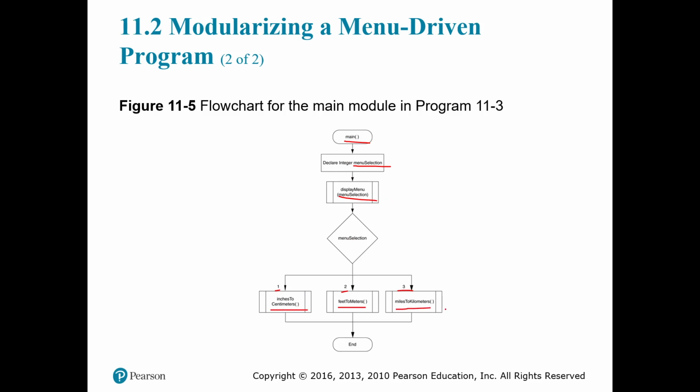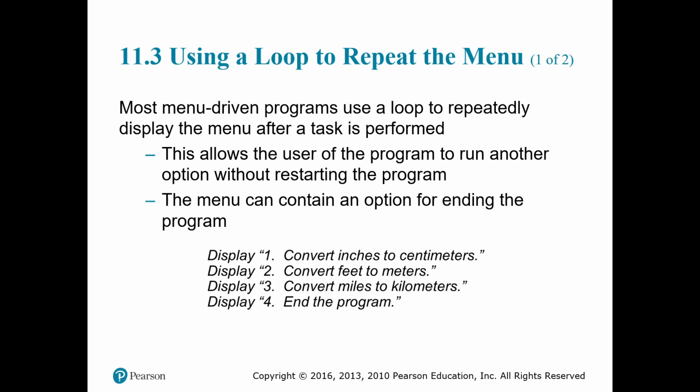conversion will be performed. Now, most menu-driven programs usually use a loop to repeatedly display the menu after a certain task has been performed, just to allow the user to choose a different option if they want to, without having to restart the whole program from the beginning. Because of that, your menu can contain an option to end the program. As you can see here, if our user types 4, we're just going to end the program. And if the user types 1, 2, or 3, we're going to do some kind of conversion.